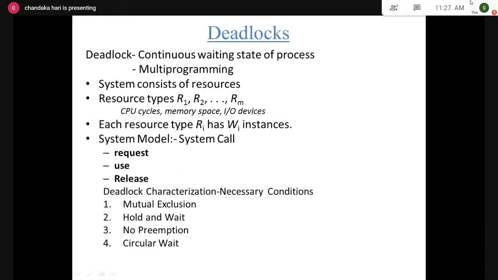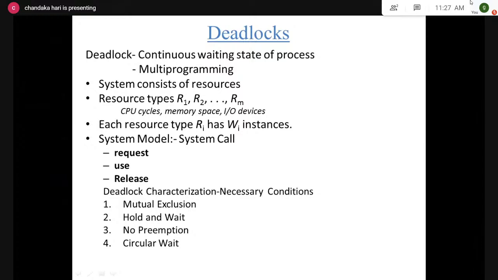So you have to make a requisition to the operating system. I want these resources. Once the resource is granted, then you're allowed to continue the execution. Once your execution is complete, again you need to return all these resources to the operating system.